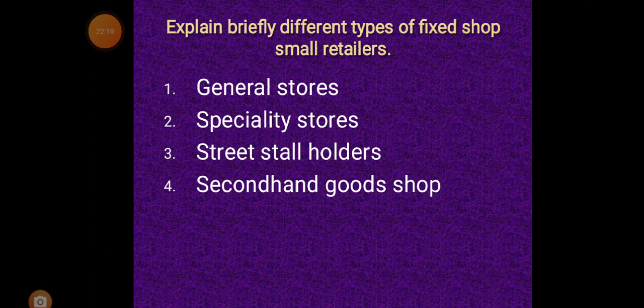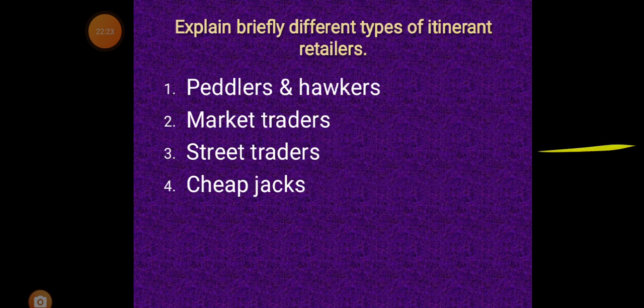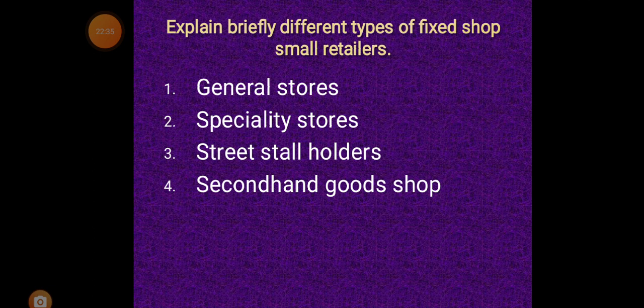Explain briefly different types of fixed shop small retailers. This type of retailing is divided into two types. One is fixed shop small retailing, and another is fixed shop large retailing. If they ask under fixed shop small retailers, you all can list out these four. One is general stores, second is specialty store, third is street stall holders, fourth is second hand goods shop.